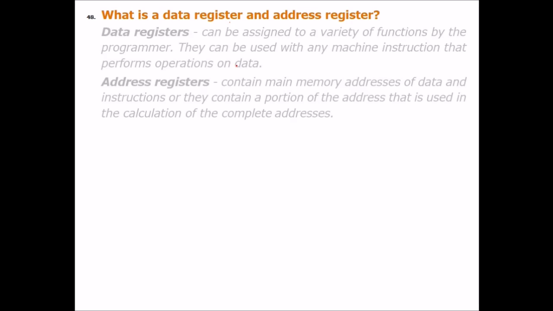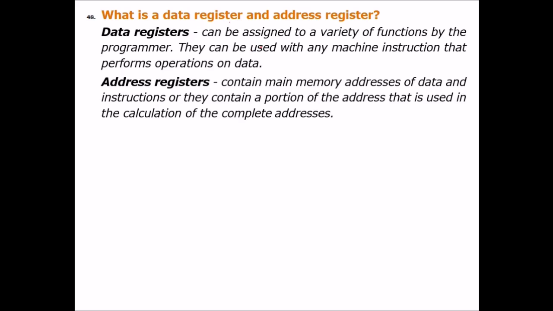What is data register and address register? Data registers can be assigned to a variety of functions by the programmer, and they can be used with many machine instructions that perform operations on data. While address registers contain main memory addresses of data and instructions, or they contain a portion of the address that is used in the calculation of the complete address.